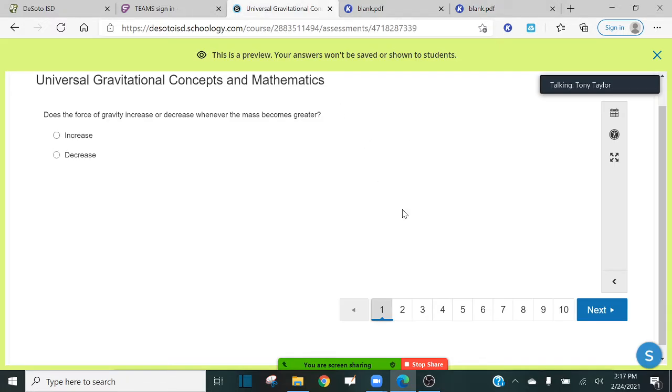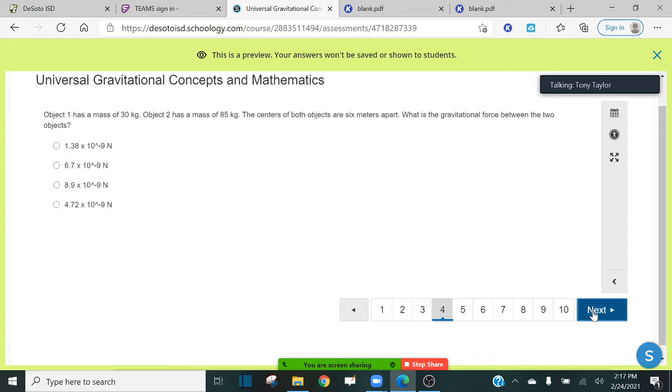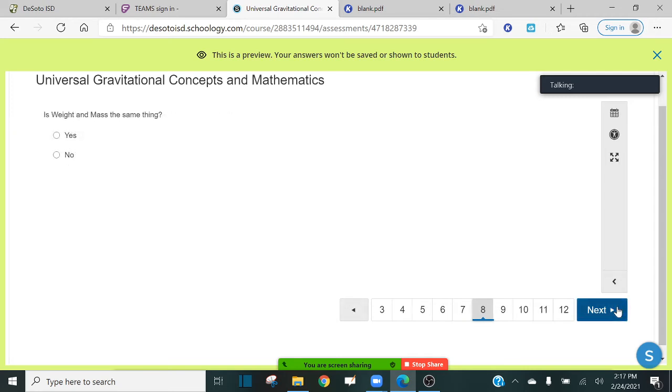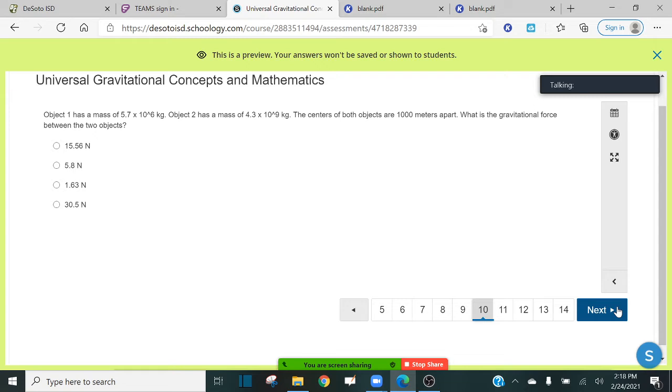Let's see, which one of these two do I want to do? I want to work out a mathematical problem first. Okay, guys, let us do this one right here. Guys, if you have this assignment opened up, go ahead and scroll to this problem right here.